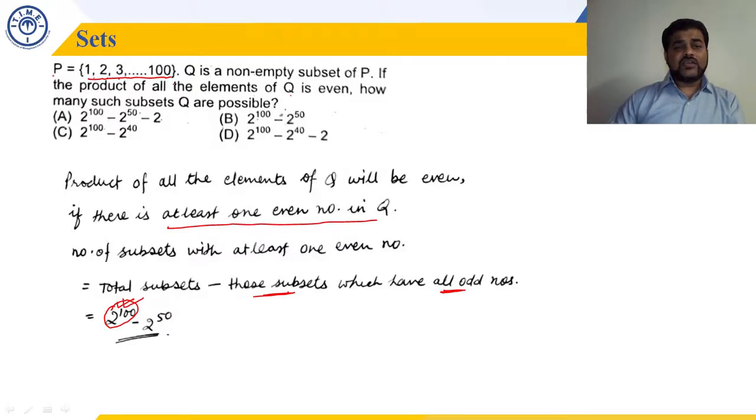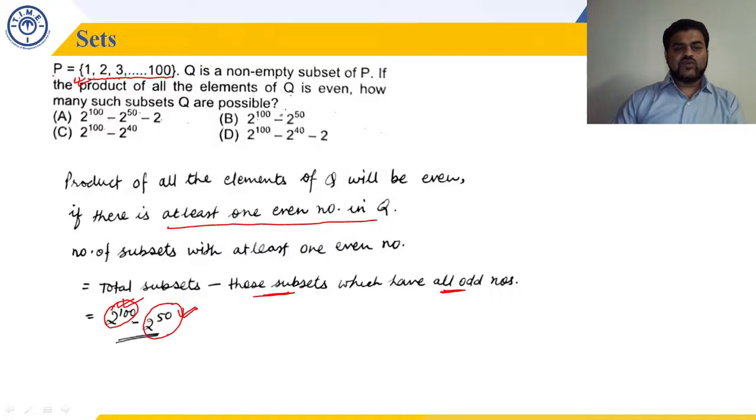And how many subsets are there which will have only odd numbers? So out of these first 100 natural numbers, how many of these natural numbers will be odd? Exactly half, right? Half of them will be odd, half of them will be even. So out of these 100 numbers, 50 of them are odd. So how many subsets can we have from 50 odd numbers? If we have 50 elements, all of them are odd numbers, how many subsets do we have? 2 to the power 50. So these are all the subsets which will have all odd numbers only.